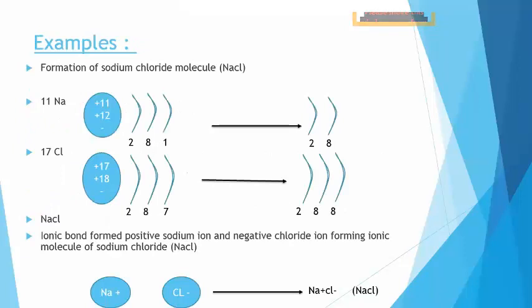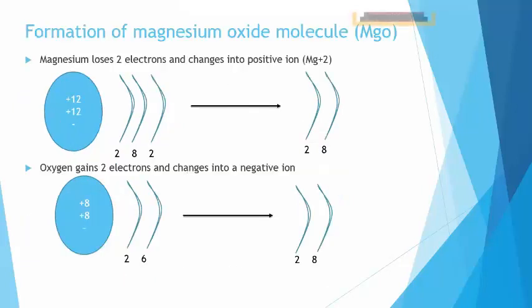For example, formation of sodium chloride molecule, NaCl. In this case, sodium will lose one electron and chlorine will gain one electron. So an ionic bond will be formed between the positive sodium ion and the negative chloride ion, forming the ionic molecule of sodium chloride, NaCl. So we can conclude it as Na+ plus Cl- will form Na+Cl-, or NaCl ionic molecule.